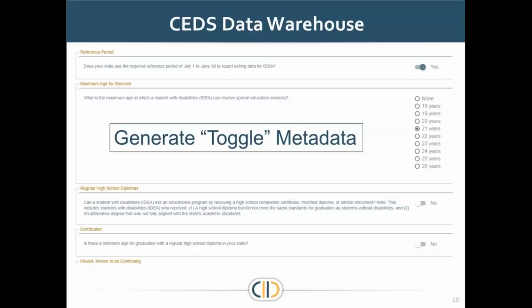If you put 22, then there would be zero counts for 22 if you didn't have any 22-year-olds. So it takes a look at that metadata behind the scenes to be able to produce the reports accurately.